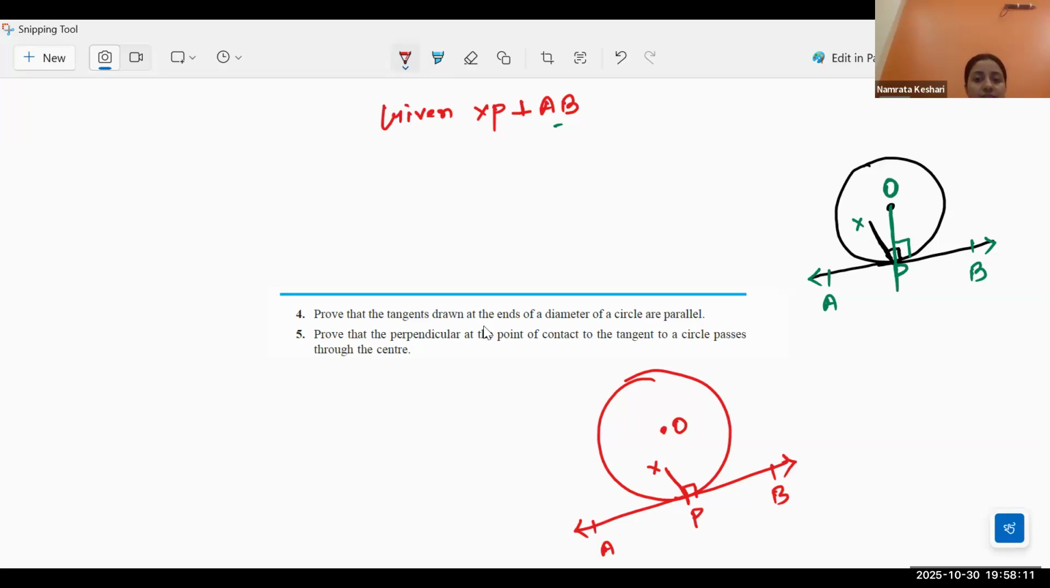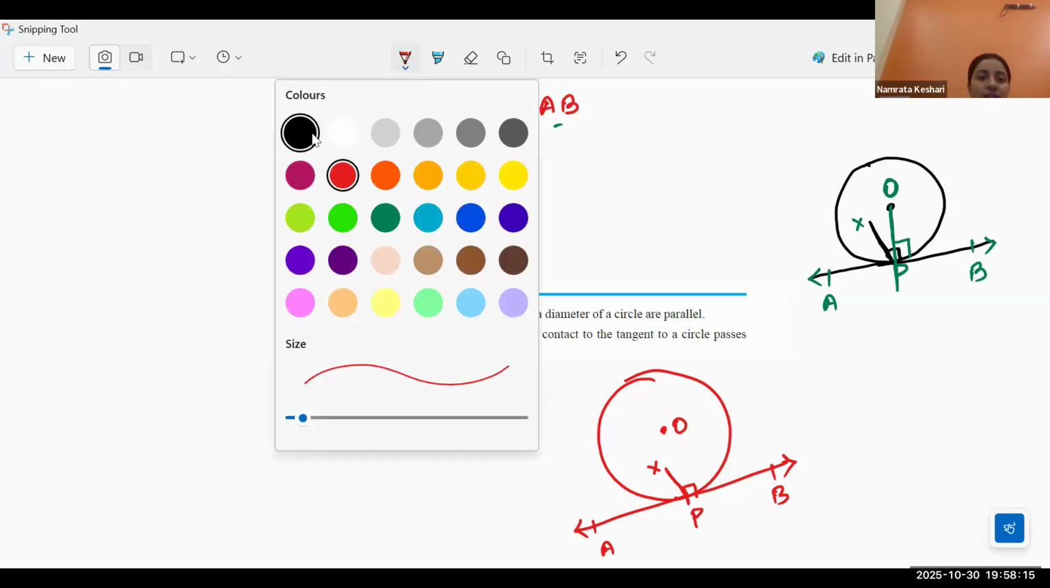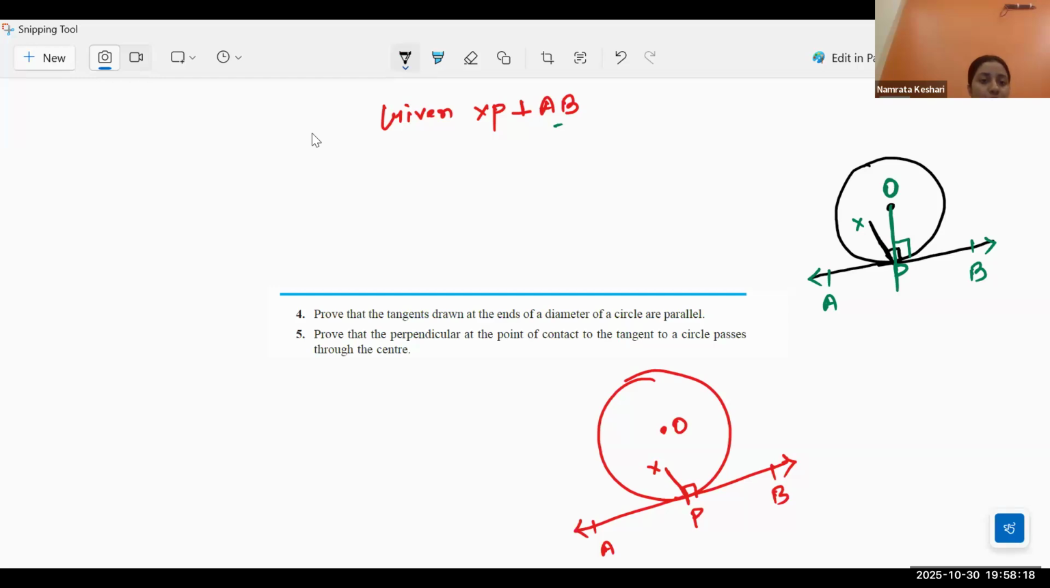Making sense? If you are not understanding why we are taking it, then read the statement: prove that the perpendicular at the point of contact. What have I taken? The perpendicular at the point of contact of this tangent. To this point of contact, I have taken the perpendicular, that is XP. It is given in the question.